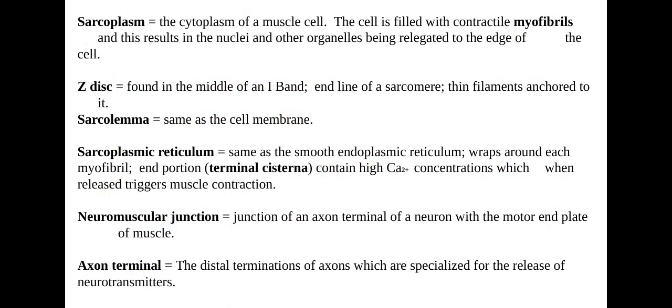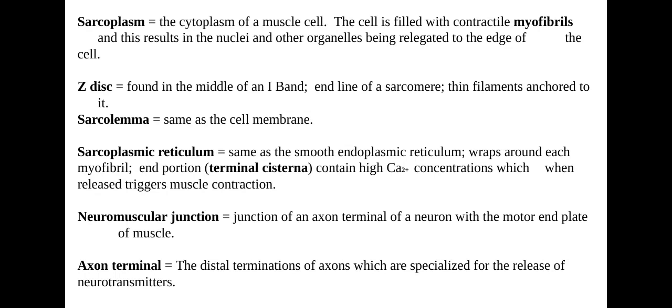We also need a few more words like sarcoplasm. That is the special vocab word for the cytoplasm that is in a muscle cell. We have that Z disc, again, that's the end line of the sarcomere. We've got the sarcolemma. Sarcolemma is the special name we have for the cell membrane of a muscle cell. We have the sarcoplasmic reticulum, which is the smooth ER of our muscle cells.